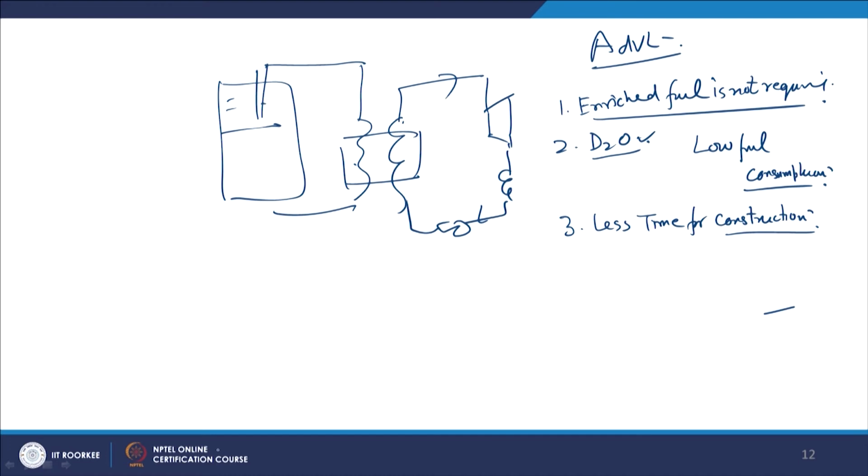And as I said earlier, the moderator can be kept between 65 and 75 degrees centigrade, which increases its effectiveness, and the neutrons are also slowed down. Now, there are certain disadvantages also.